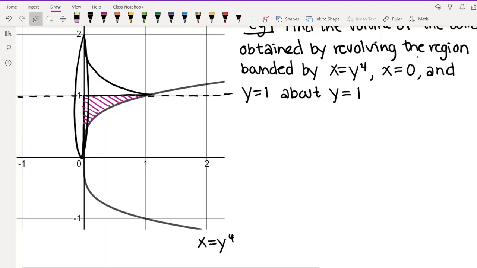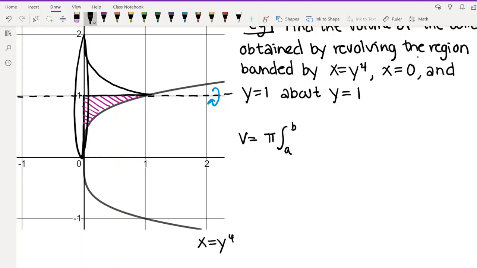So how do we go about finding the volume of this? Well, again, it's going to be the same equation. The only difference is that now when we go to find the radius, it's going to be a little bit trickier. You can't just assume that you're going to use your function. You have to actually look at your picture and analyze what's going on. And that's why drawing the pictures is so important.